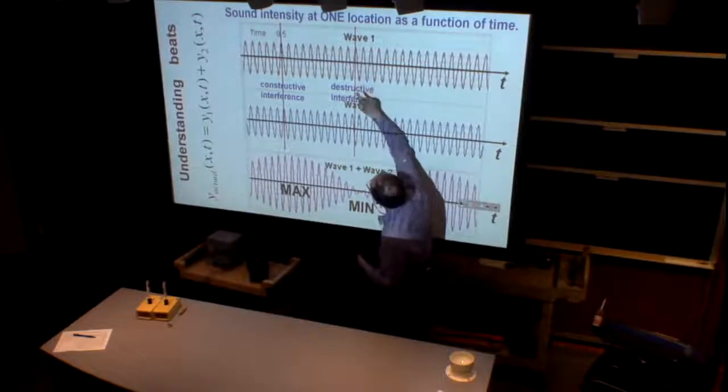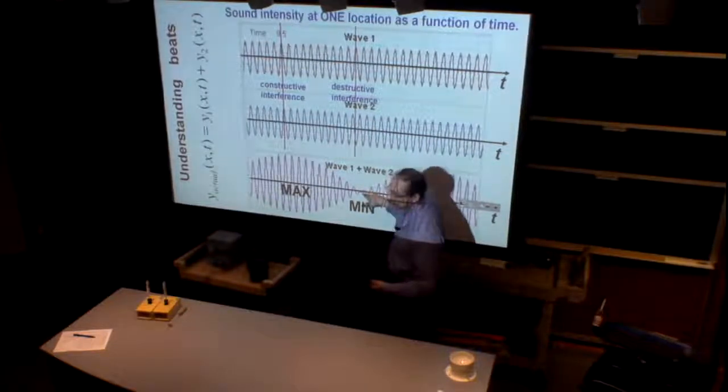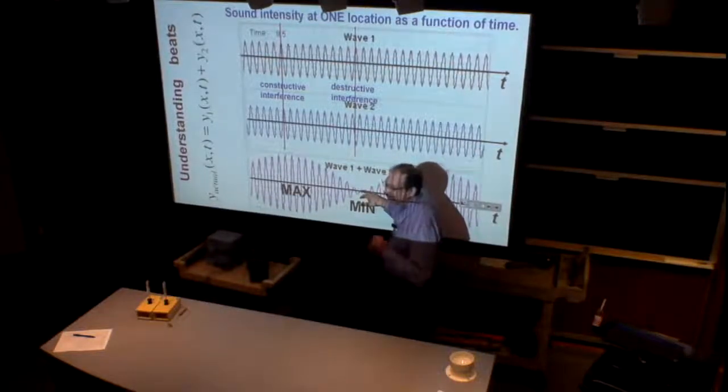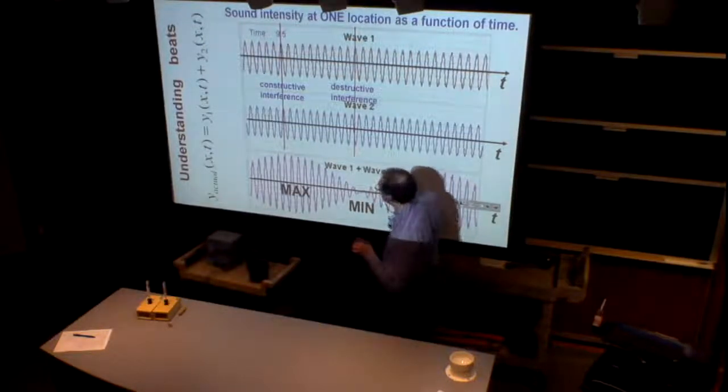Down, up, completely destructive interference. Ideally, without any reflection, we wouldn't hear anything at all. Momentarily, that would become completely quiet. And then it repeats itself.